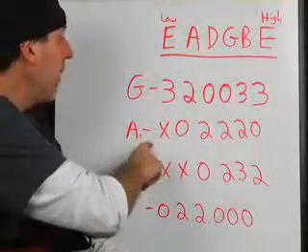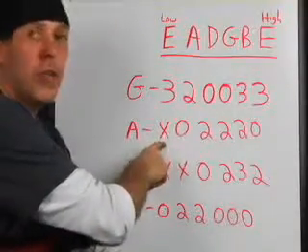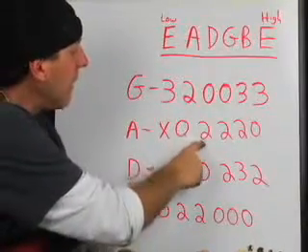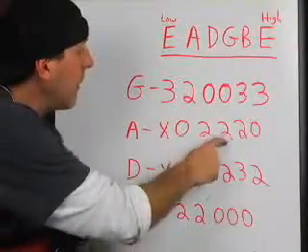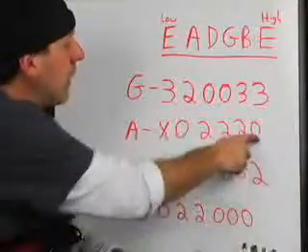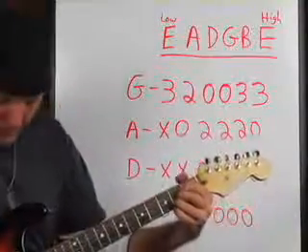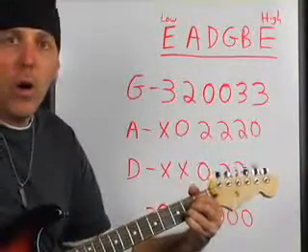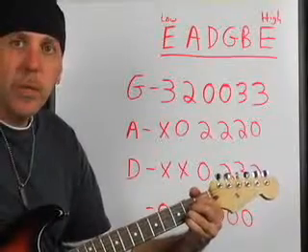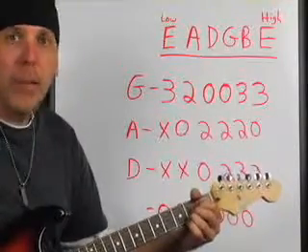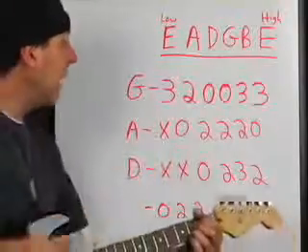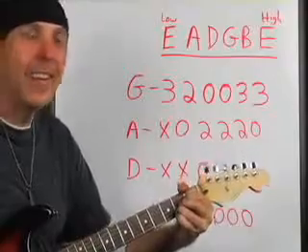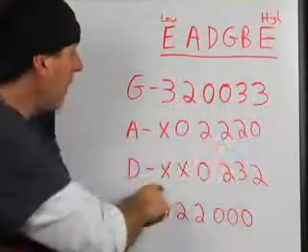G. Let's do another one. If you see this, X on the low E means you don't play the low E, open A string, and then 2nd fret on the D, G, and B strings, and an open high E. So I'm muting out the low E string because there's an X. And check it out. It's our A chord, right? A chord.